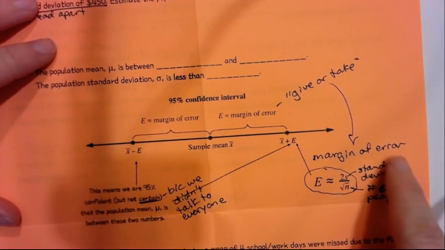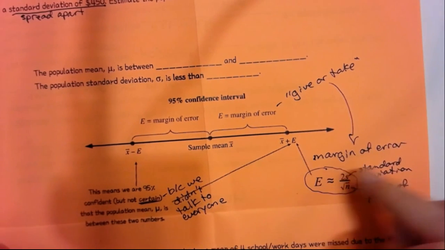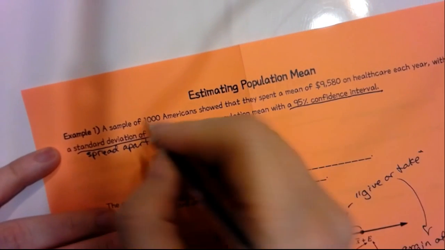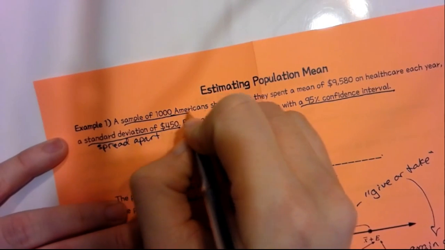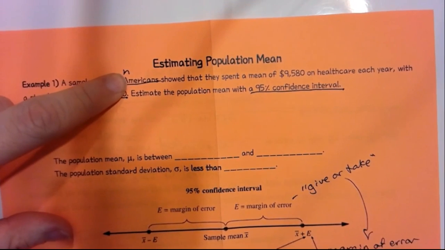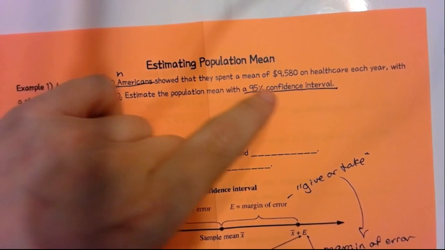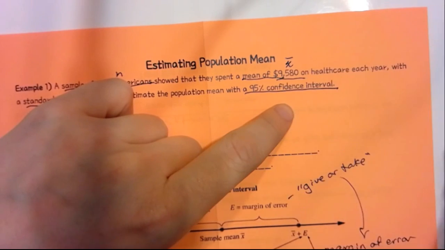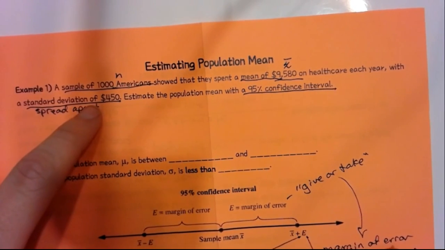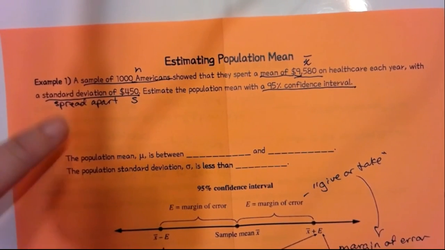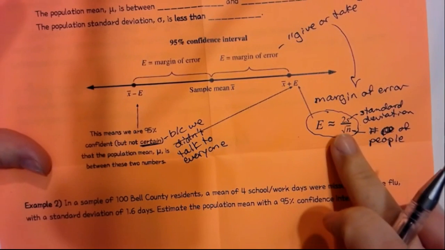First thing we need to do is figure out our give or take. What is that margin of error that we need to estimate our population mean? So, a sample of 1,000 people, that's our N value. That's the number of people we talked to, 1,000. And then we know they spent a mean of $9,580. That is your x-bar. And then your standard deviation is your S. Let's fill these values into this formula.